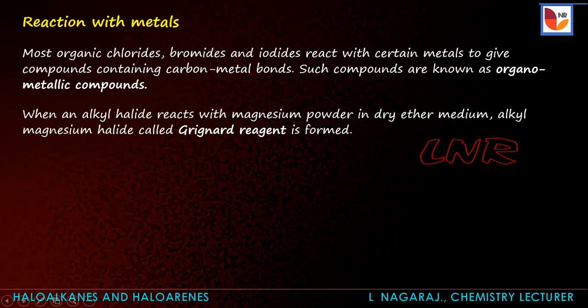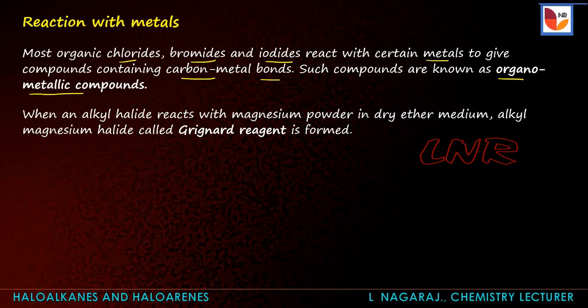Next, move on to the reaction with the metals. That is how haloalkanes react with the metals. Most of the organic chlorides, bromides and iodides readily react with the metals, and when they react with the metals they give a carbon metal bond, and such compounds are generally called organometallic compounds. So organometallic compounds are the compounds which contain a carbon metal bond.